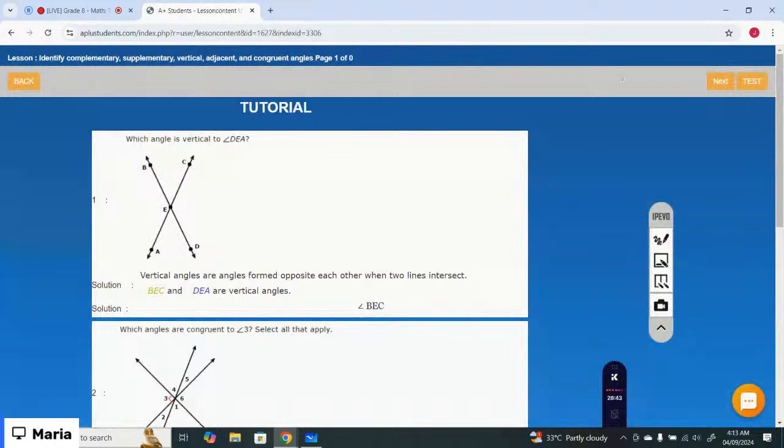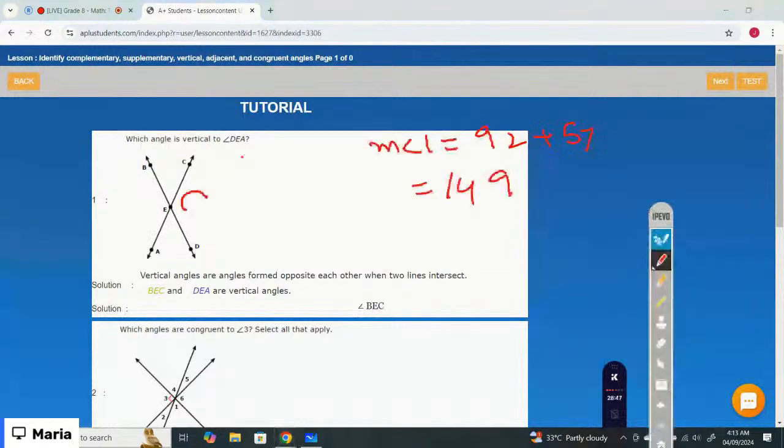Okay, angle DEA. Hold on. You need to find the vertical angle to angle DEA. This is angle DEA. Vertical angles are the angles formed opposite each other when two lines intersect. So these two lines are intersecting each other, right? So the vertical angle to DEA is BEC. This is the vertical angle, right? This is 1 and 2. 1 and 2 are the vertical angles to each other. Got it?